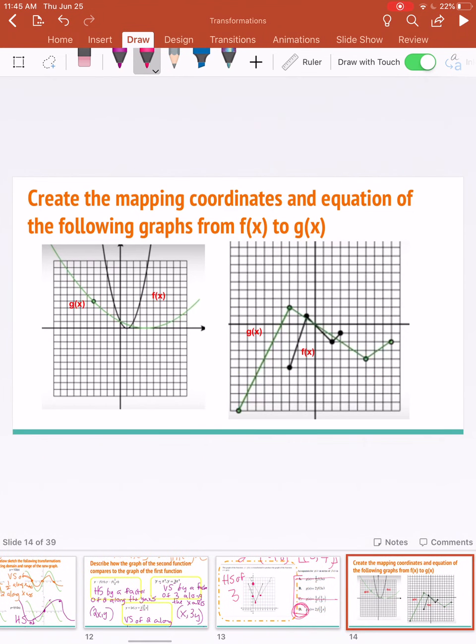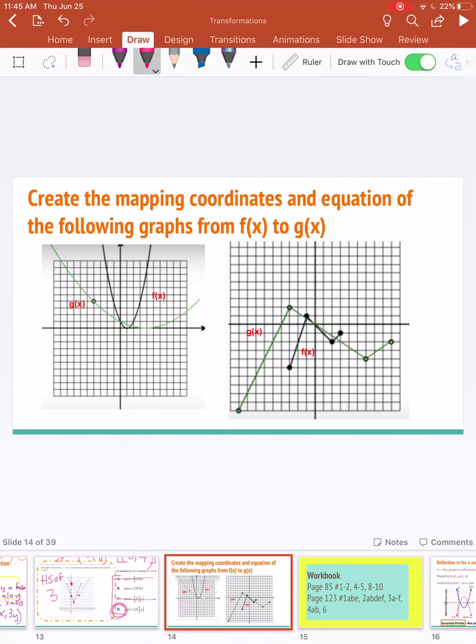All right, here's our last slide. Create the mapping coordinates and equation of the following graphs from f of x to g of x. Okay, so this green graph is your g of x, the f of x is your original. So right away I can tell there's a vertical stretch because you can see that f of x graph was stretched outwards. So I like to focus on key points. I'd focus on that x-intercept. So notice how my original graph has an x-intercept of 1, 0.